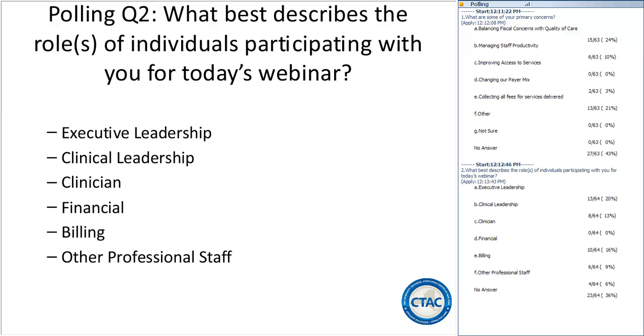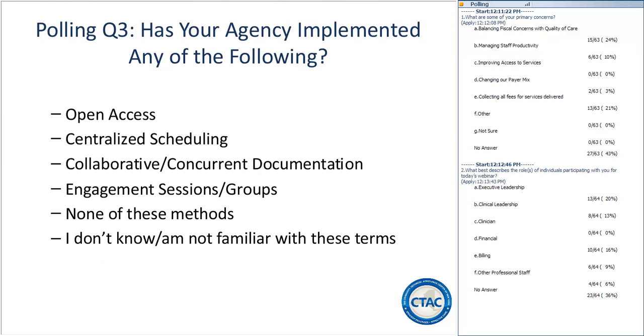All right, let's take a quick look at the results. 20% of the folks who are involved are executive leadership, 13% are clinical leadership, 16% are financial, 9% are billing, and 6% is other professional staff. So thank you. We've got a good mix, which is really exactly what we're looking for.